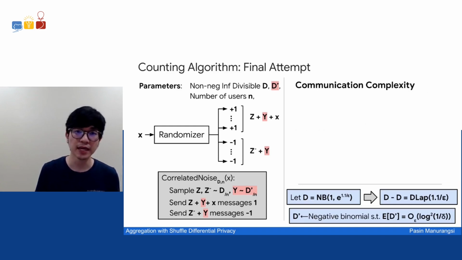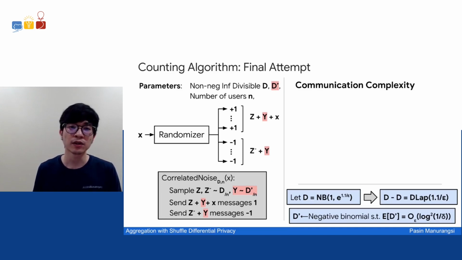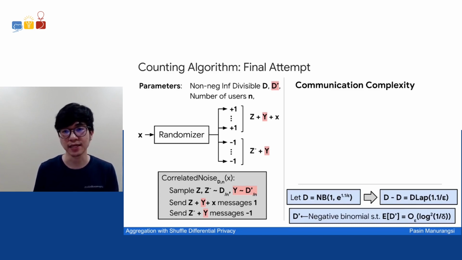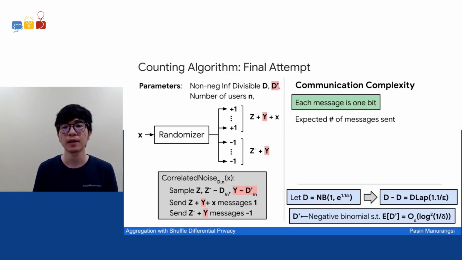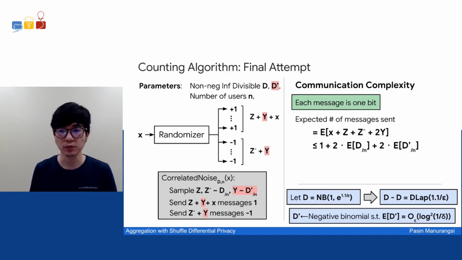Now let me quickly discuss the communication complexity for a moment. Each message that you send has 1 bit. How about the number of messages that you send? What is the expected number of messages that you send? It is the expectation of x plus z plus c minus plus 2y, and the 2 comes from the fact that you send +1 y times and -1 y times. Okay, and x is at most 1.